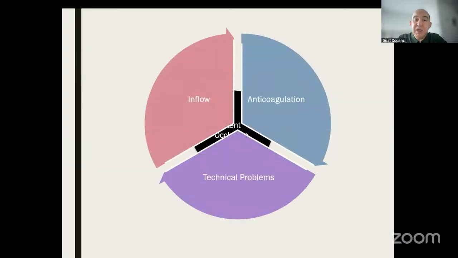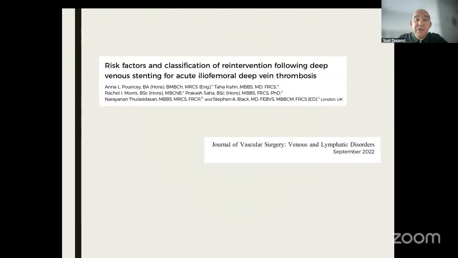So it can be inflow related problems, anticoagulation related problems, or technical problems, but sometimes it can be a mixture of all, a combination of all issues, if we have a stent occlusion. We know that Dr. Stephen Black's group published this article several years ago. I think it's a good way of analyzing why one stent has been occluded.